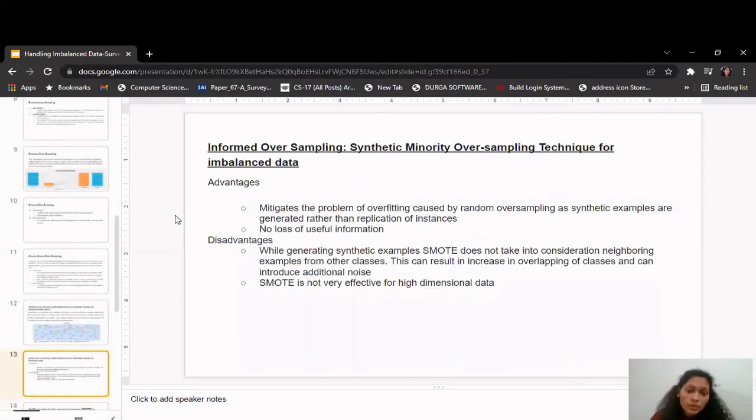Now let's see the advantages and disadvantages. The advantage is that it mitigates the problem of overfitting caused by random oversampling, as the synthetic examples are generated rather than replication of instances. Rather than replicating the instances, we are creating a new set of data which may be new for the model also. No loss of useful information is there because we are creating new data. The disadvantage is that it is not so effective for high dimensional data.